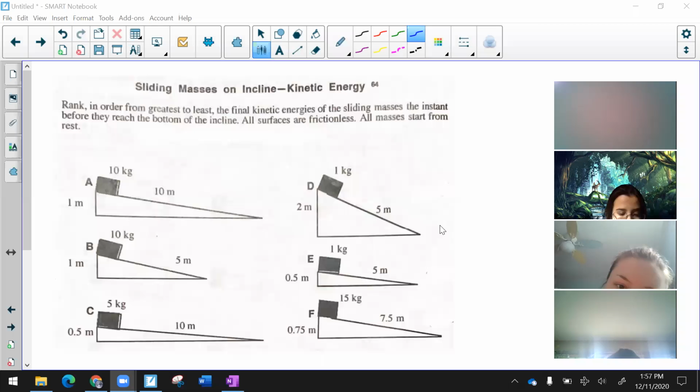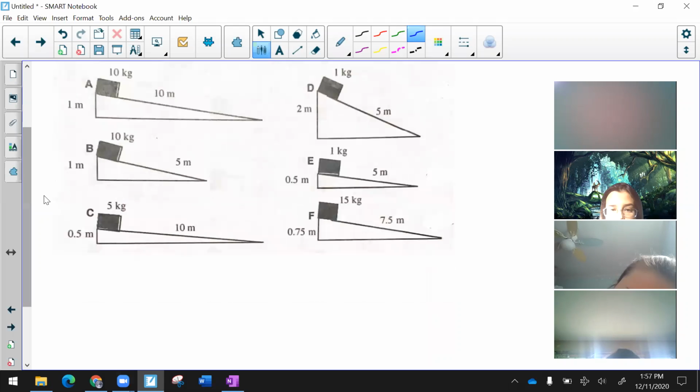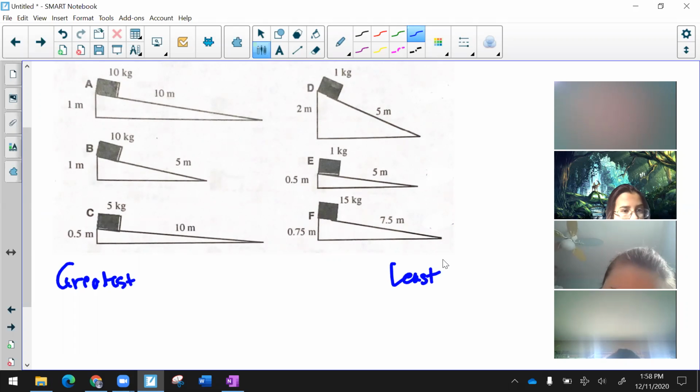Okay, so you want to know which ones have the greatest kinetic energy when they get to the bottom, and they all start from rest. So again, we would go from greatest to least. So who wants to try this one? Who wants to give us the one that has the greatest kinetic energy at the bottom? Or how about, oh, go ahead, Eva. What do you got?